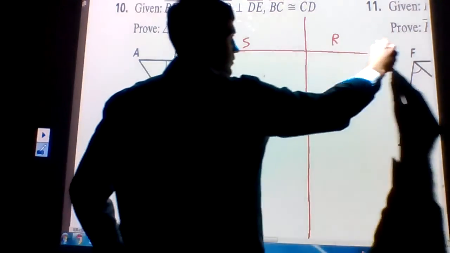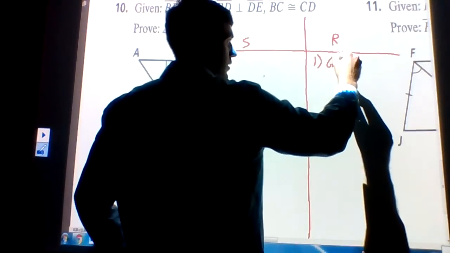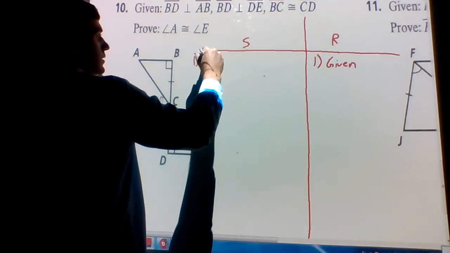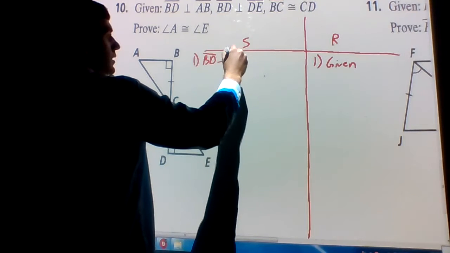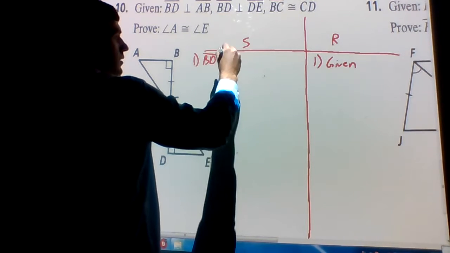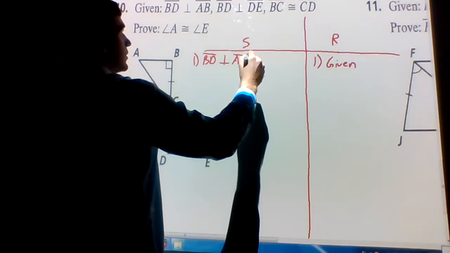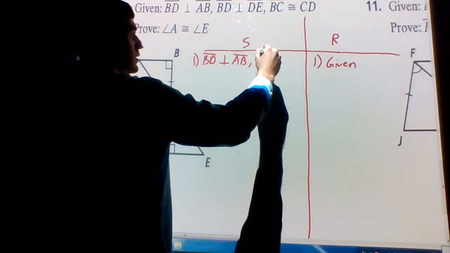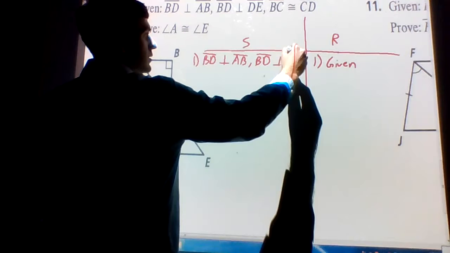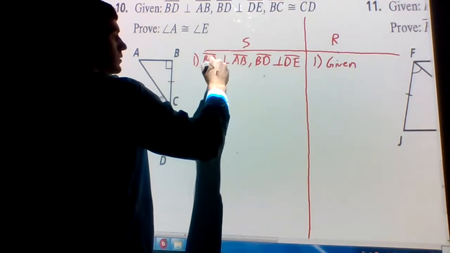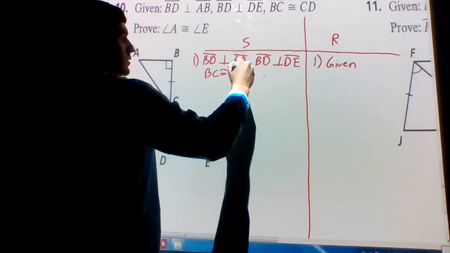First step of any proof is the given. We're given that BD is perpendicular to AB. Okay, and we know that BD is perpendicular to DE. Okay, and then we know that BC is congruent to CD.